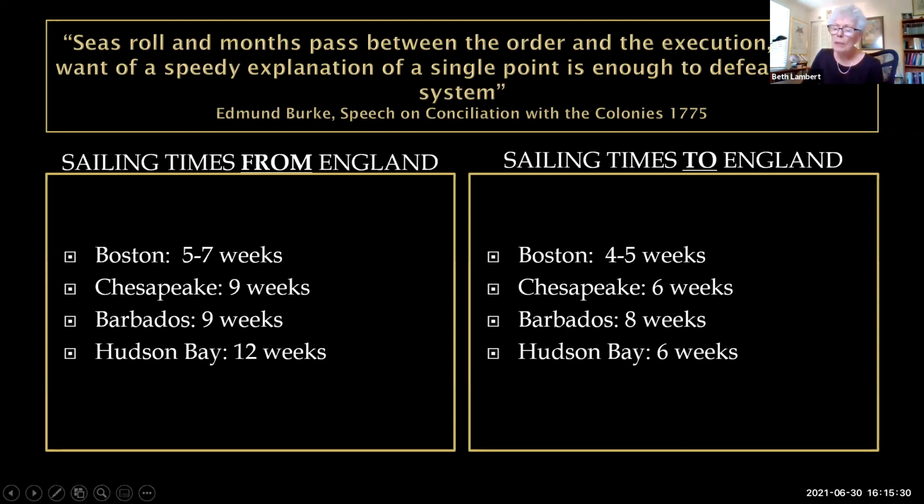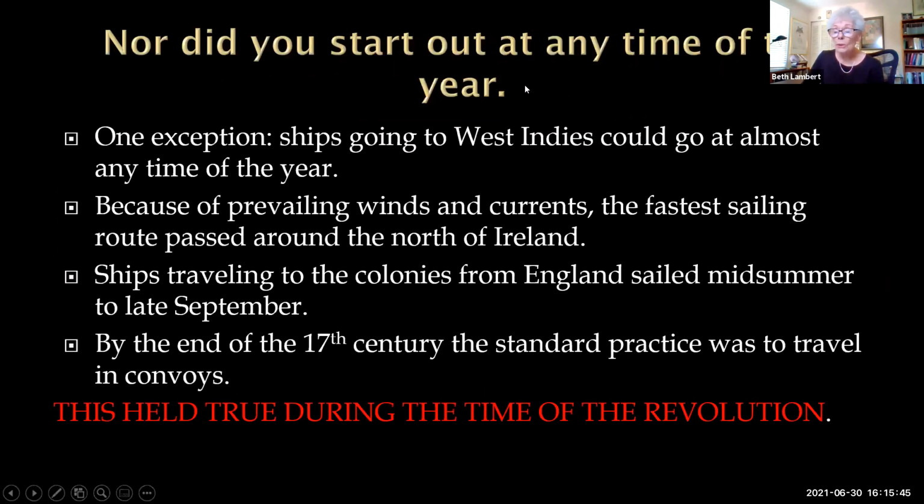All of the people talking about the revolution at the time cited this distance, the 3,000 miles. And you can see the sailing times from England and to England, weeks. And you didn't start at any time of the year. The only exception were ships going to the West Indies. And the prevailing winds and currents, the fastest sailing route passed around the north of Ireland.